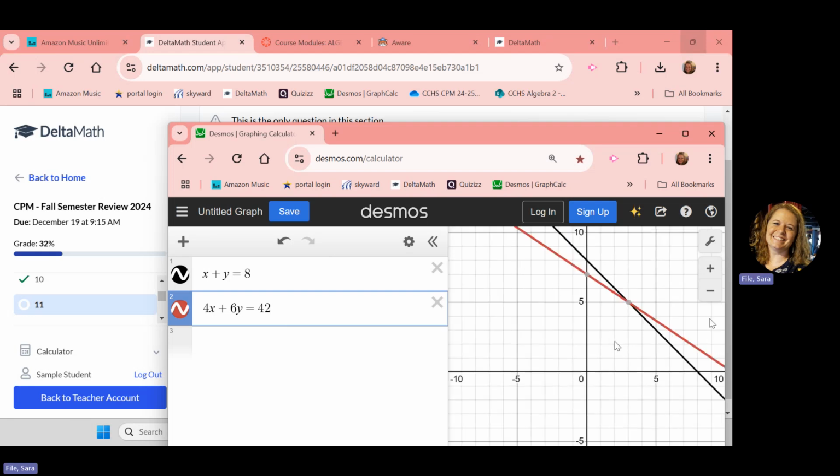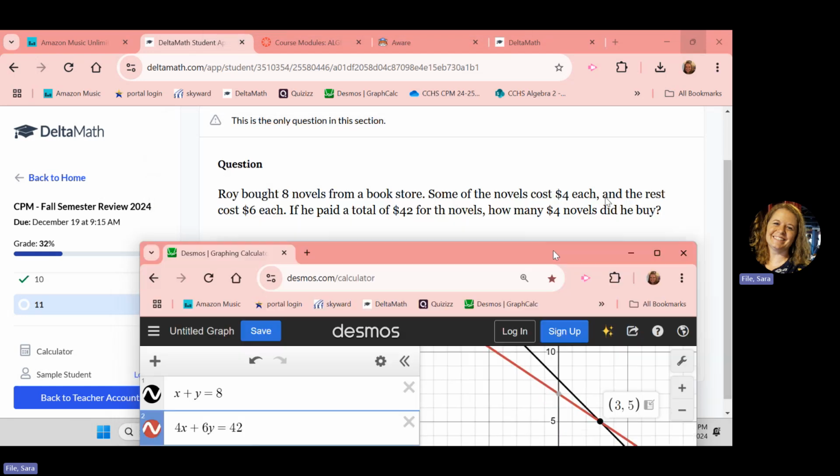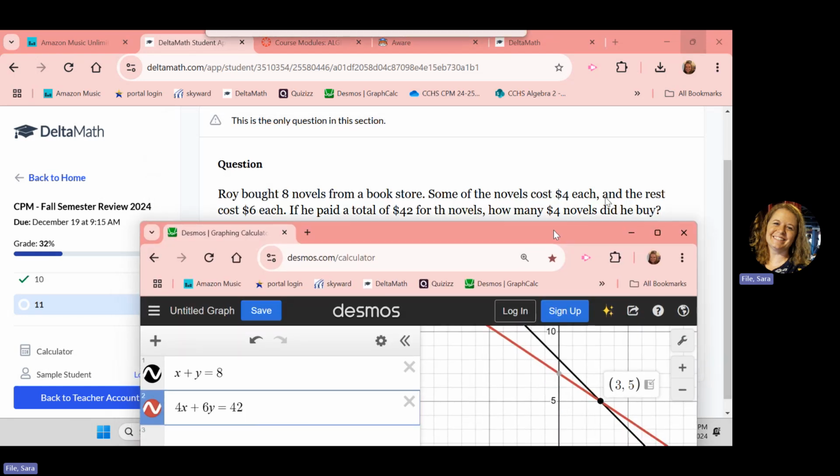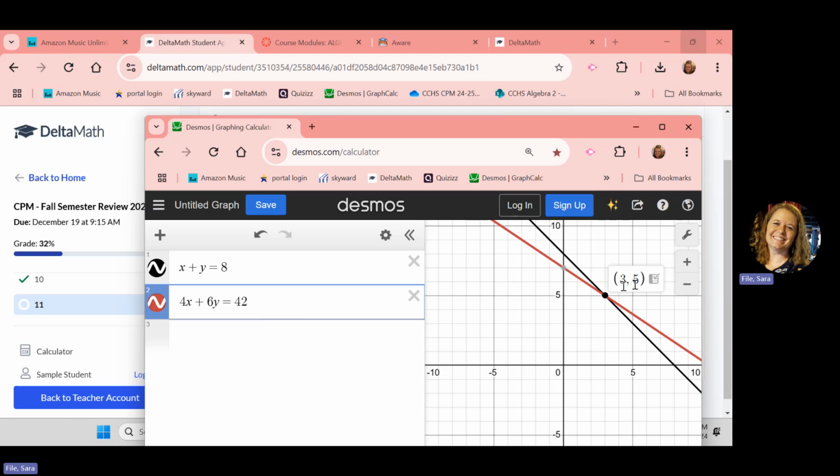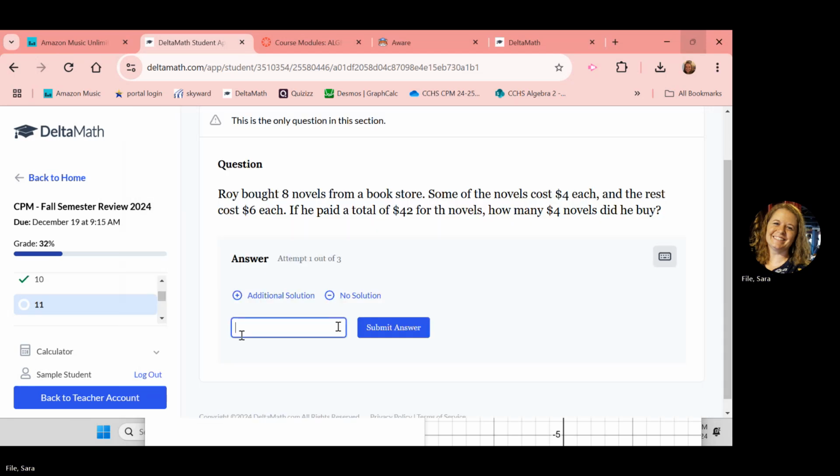So what we're looking at is the solution where these lines intersect. So they intersect at 3, 5. Remember, we have to know what X is and Y is. And we said X is the $4 novel, Y is the $6 novel. And they're asking how many $4 novels did he buy? So they're asking for X, which this point where they cross, this intersection is your solution. So he bought 3 $4 novels.